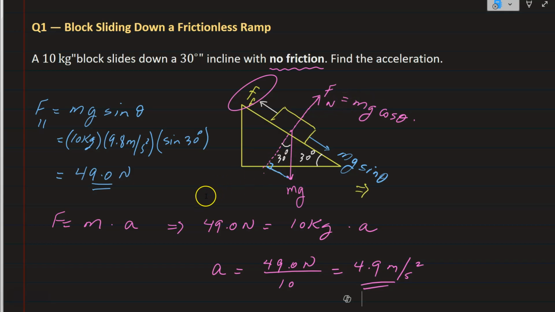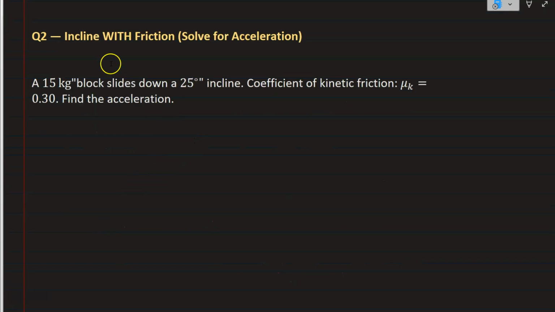All right, let's look at the second question. So here it is. This is the incline with friction now. So that's what we've got to do now. We've got to do not only the parallel force, but also the perpendicular force, which is the normal force. Okay, a 15 kg block slides down a 25-degree incline. Coefficient of kinetic friction, of course, since it is moving, is 0.3. Find the acceleration of the system.